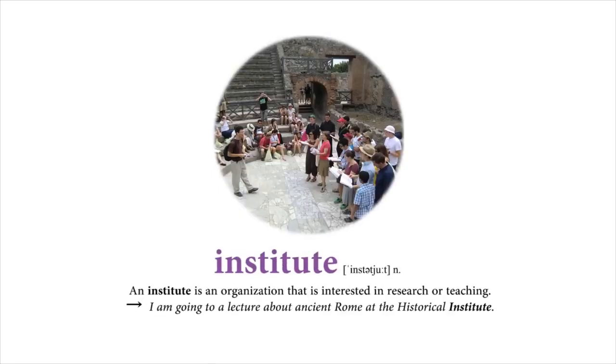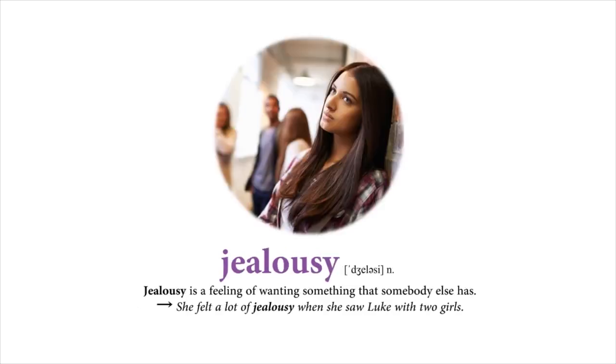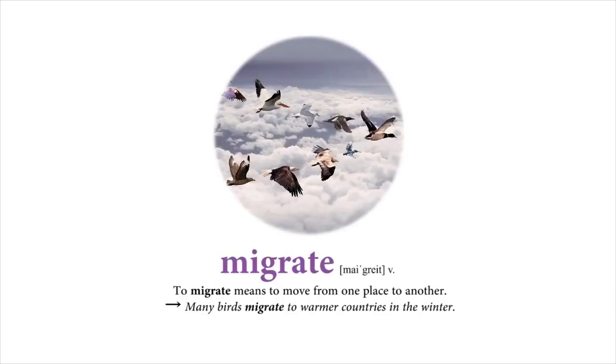Institute. An institute is an organization that is interested in research or teaching. I'm going to a lecture about ancient Rome at the Historical Institute. Jealousy. Jealousy is a feeling of wanting something that somebody else has. She felt a lot of jealousy when she saw Luke with 2 girls. Migrate. To migrate means to move from one place to another. Many birds migrate to warmer countries in the winter.